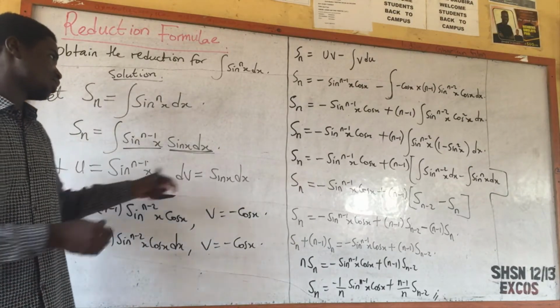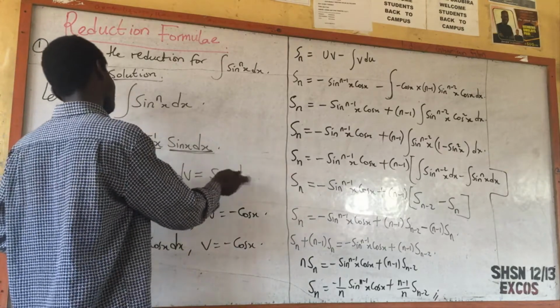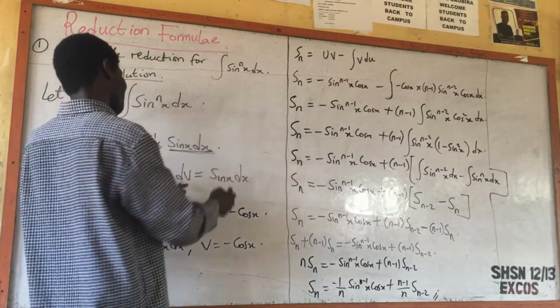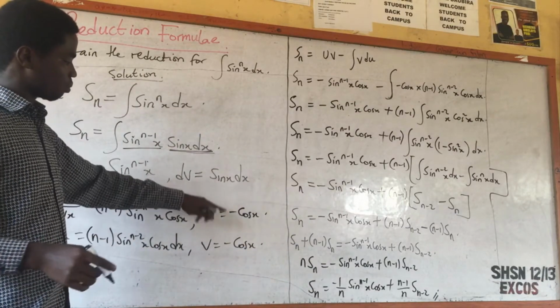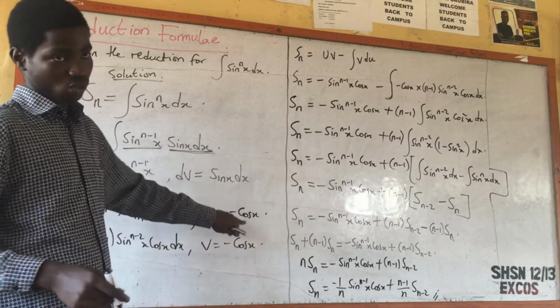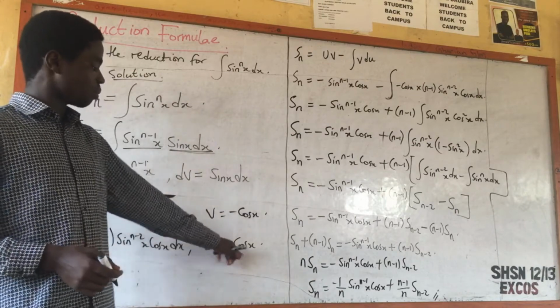Then integrating this, don't forget this one is the same thing as integrating both sides. The point is that you will integrate this. So v will be equal to minus cos s. If you integrate sine s, you have minus cos s. So that v will be minus cos s.